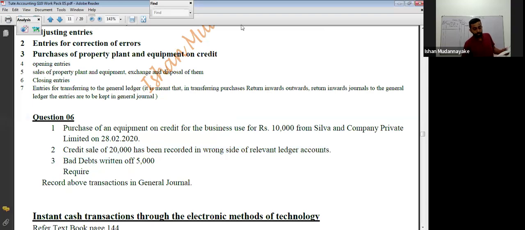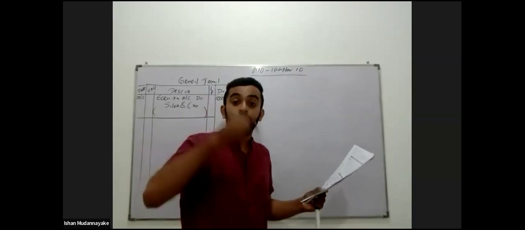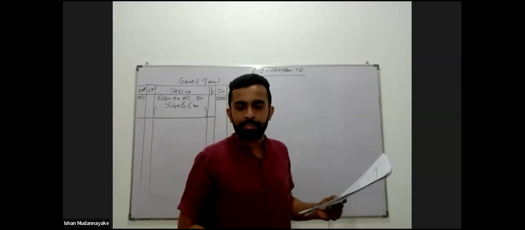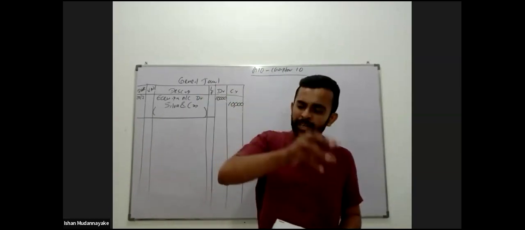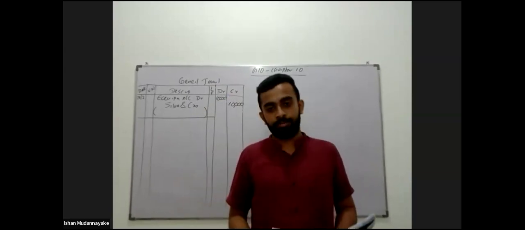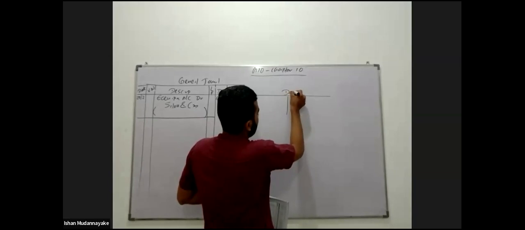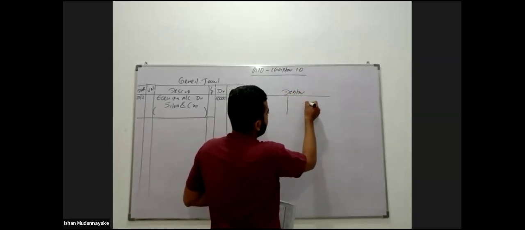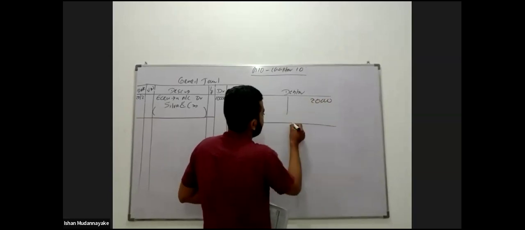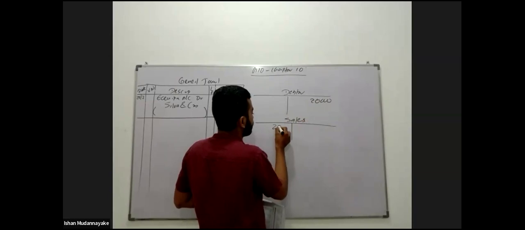Then credit sales, normally we need to record debtor account debit 20,000, sales account credit. Credit sales double entry: debtor account debit, sales account credit. But they have recorded it on the wrong sides. It means debtor account credit 20,000, sales account debit 20,000. It is wrong.